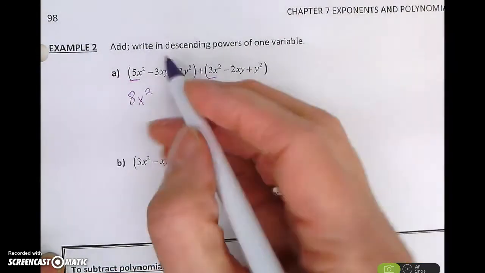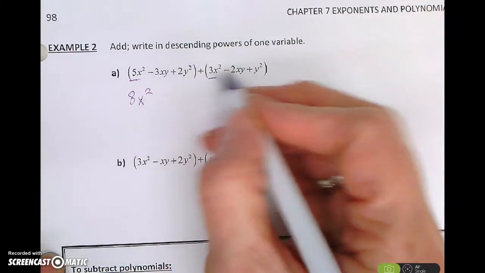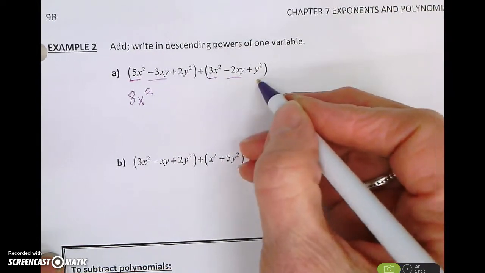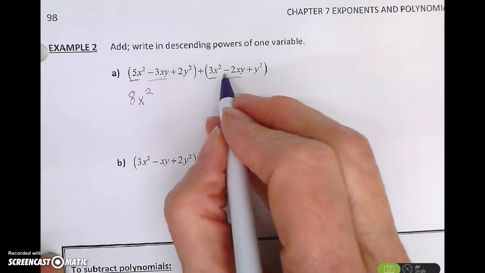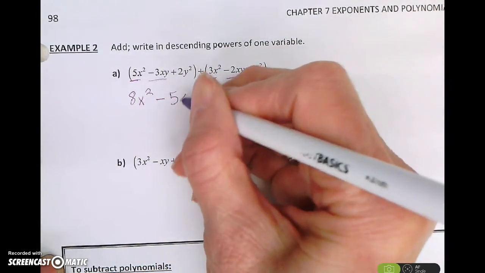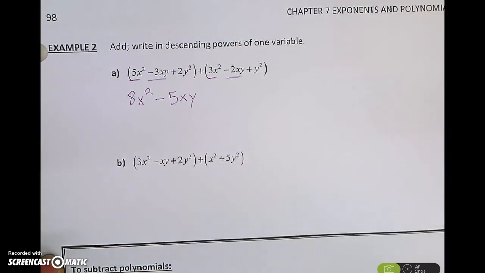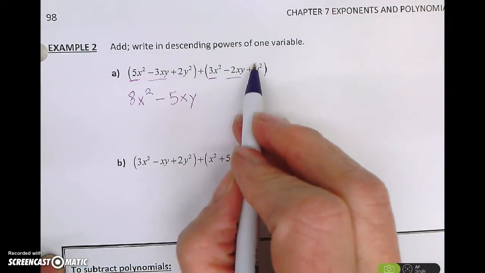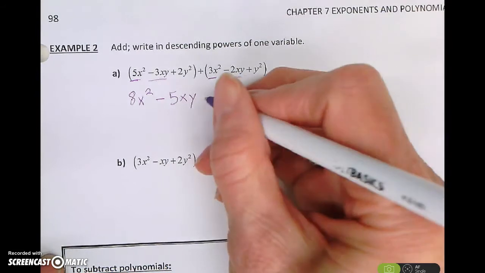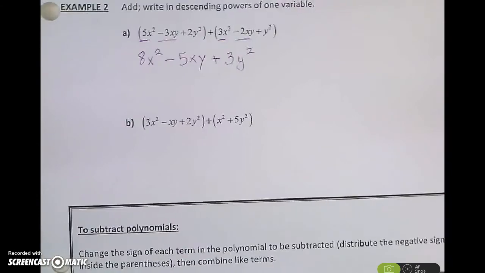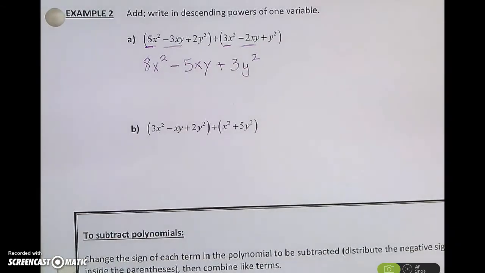Then we'll combine our xy's, because you can see these are already in descending order. So I have a minus 3xy and a negative 2xy. So I'm going to add the negative 3 and the negative 2 and get negative 5. So add their coefficients and then keep the same variable combination. And then finally we'll add our 2y squared and our plus understood 1y squared, and we're going to end up with 3y squared. So we'll finish up these notes in the next and last video.